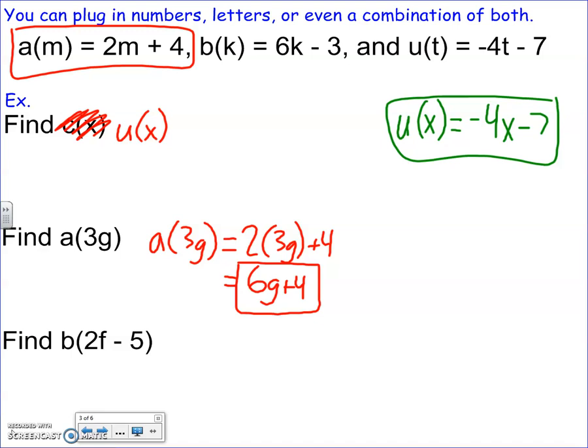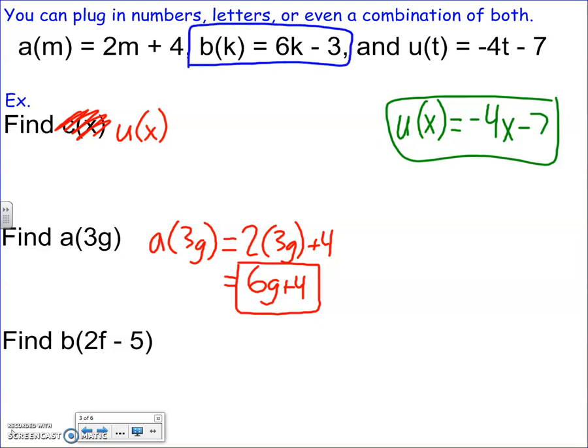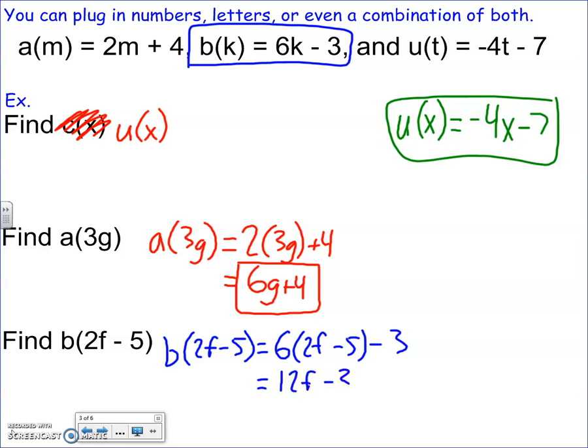All right. And the last one says find b of 2f minus 5. So we're now at equation b right here. And we're going to plug in 2f minus 5 for whatever letters in the parentheses. In this case, for k. So every k will turn into 2f minus 5. So 6 times 2f minus 5 minus 3. We can distribute. That's going to be 12f minus 30 minus 3. And still combine, 12f minus 33. And that's it.